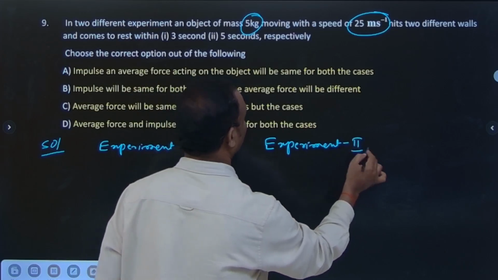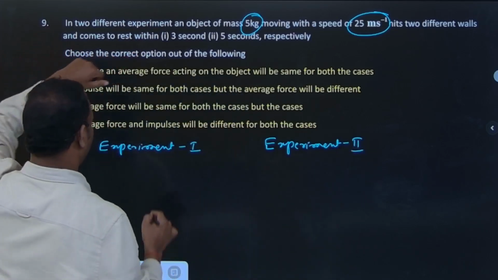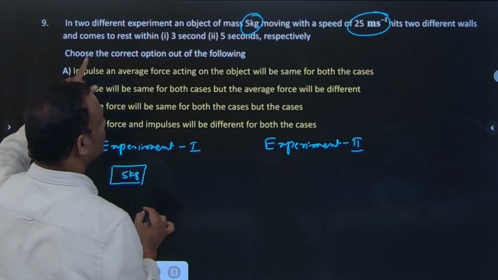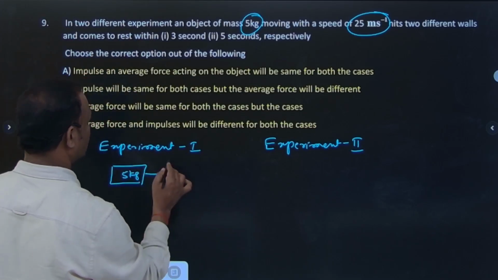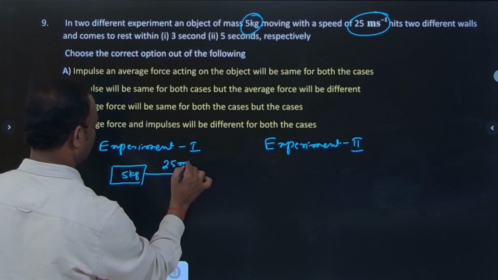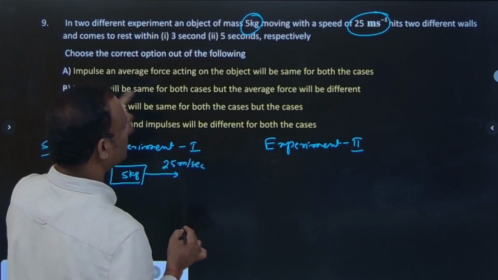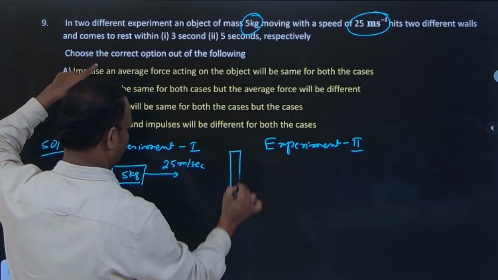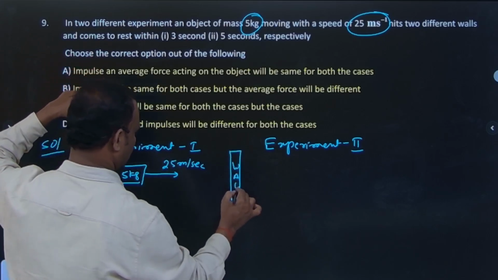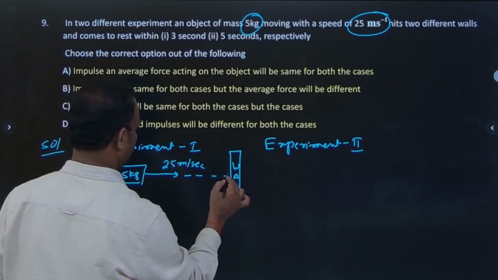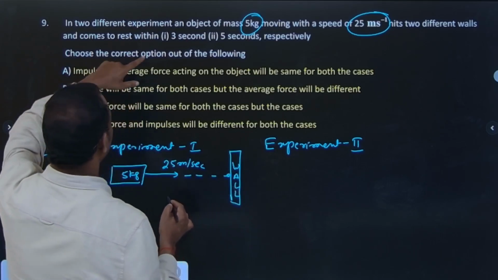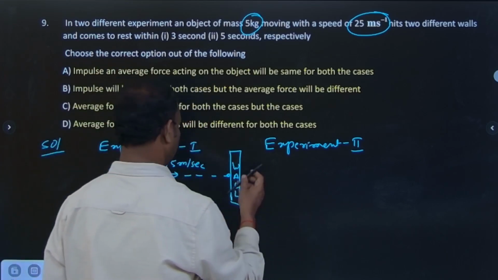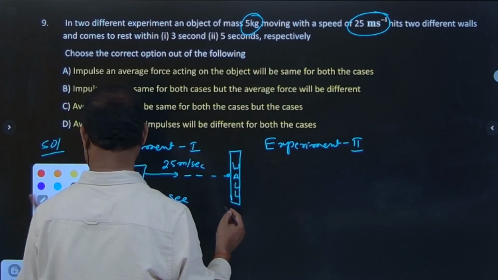Experiment 2. Okay. So there is an object of mass 5 kg, moving with a speed of 25 meter per second, and hits the wall and comes to rest. So this is the wall I'm taking here. It came and is coming to rest. So coming to rest in the first one is in 3 seconds.